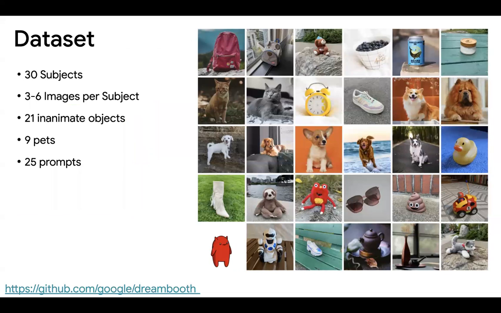To start to address this question, we released the largest dataset for the task of subject-driven generation. Our dataset has 30 subjects with 3 to 6 images per subject in different locations and with different variations such as pose, articulation, and lighting. It has 21 inanimate objects and 9 pets. We also provide a set of 25 prompts to guide generation. We evaluate our method using this dataset. The dataset can be found online using this URL.